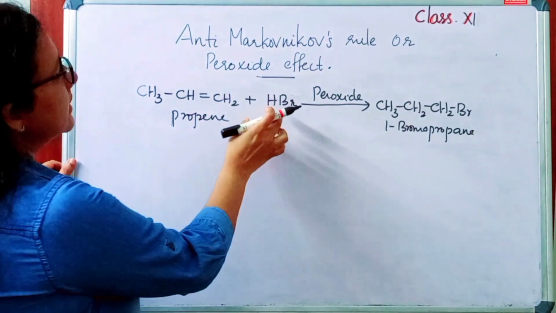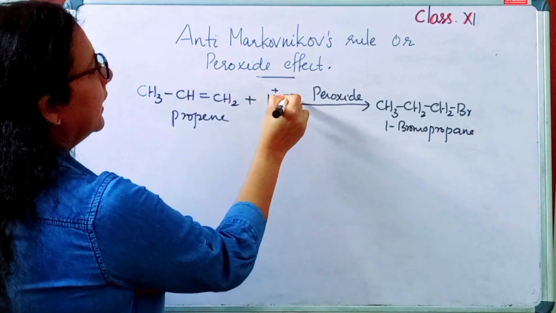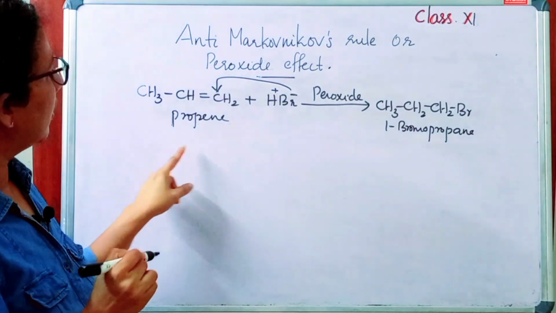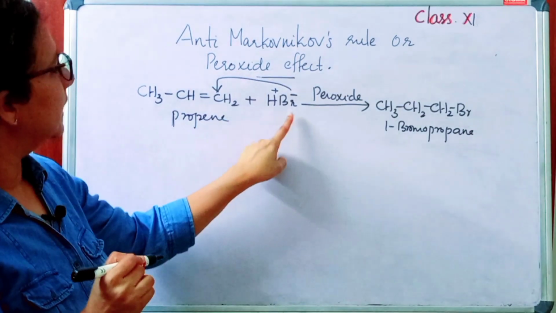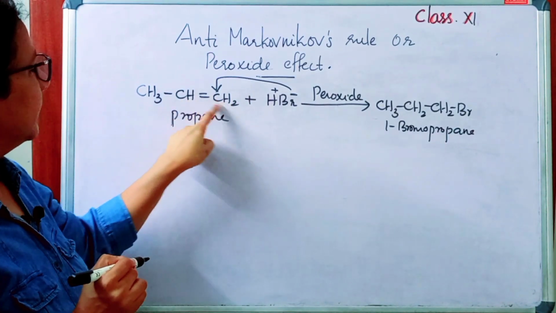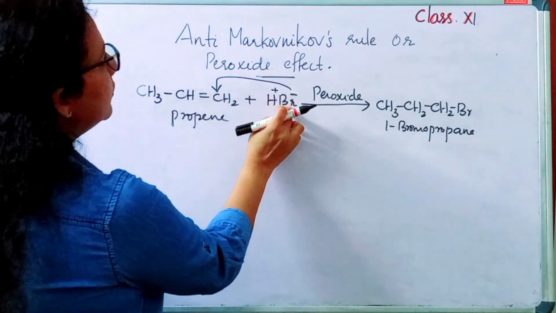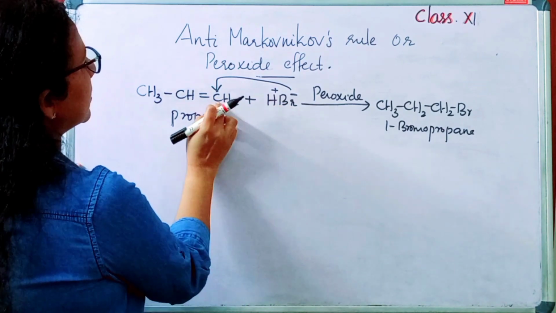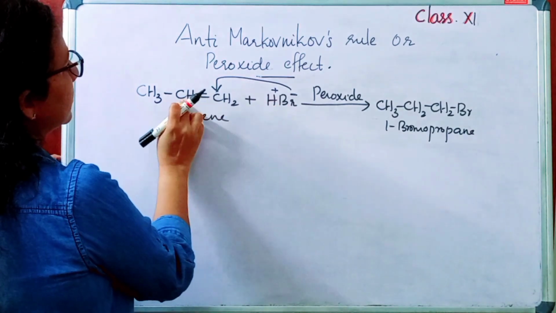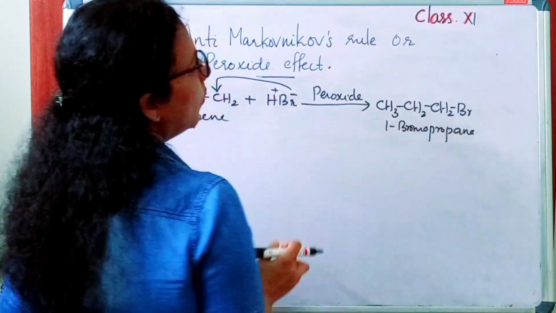So actually this is opposite to Markovnikov's rule because the negative part of the adding molecule goes to the carbon containing more number of hydrogen atoms. So according to anti-Markovnikov's rule, the negative part of the adding molecule should go to the carbon containing more number of hydrogen atoms. So the addition reaction takes place here, and this is the adding molecule, and the negative part of this adding molecule goes to the carbon containing more number of hydrogen atoms, and the hydrogen atom will attach to this carbon. So the product will be CH3CH2CH2Br, and that is 1-bromopropane.